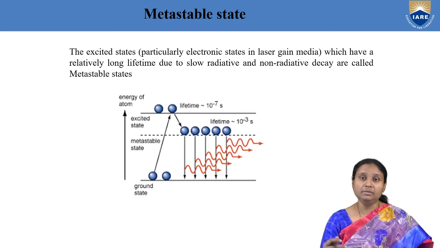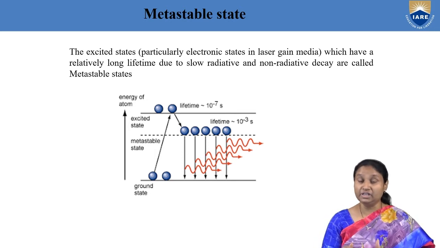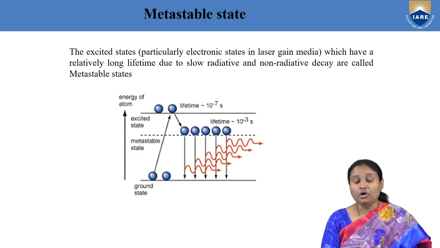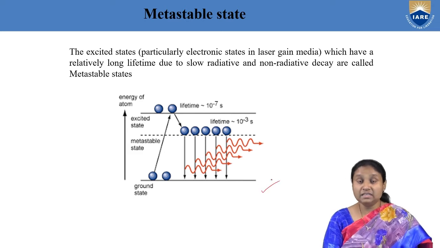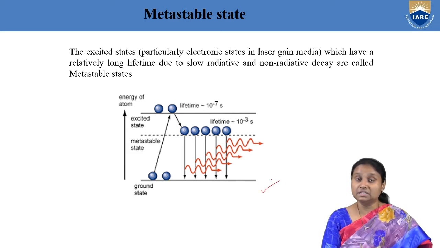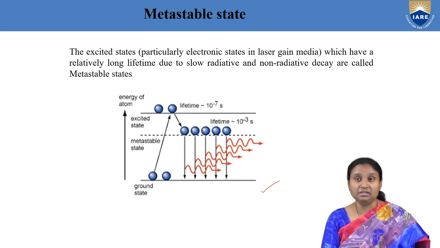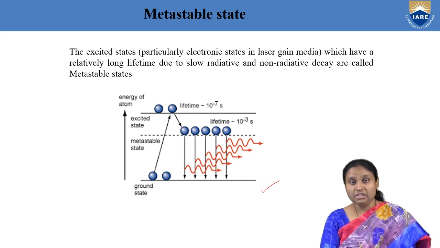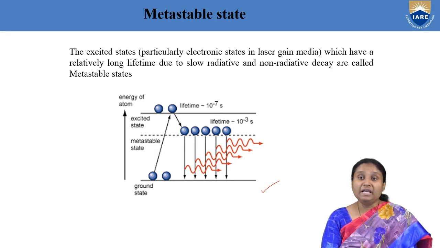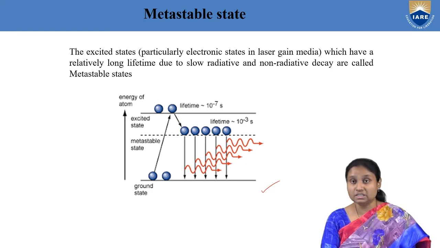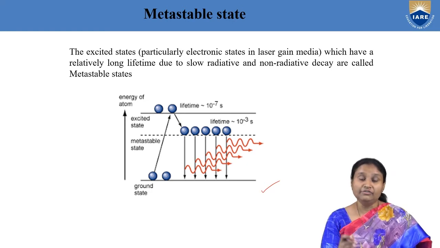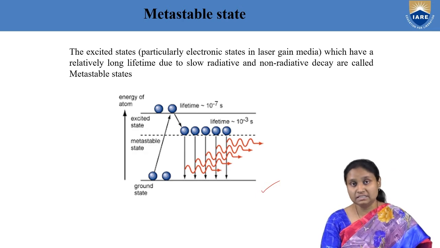As we know, in a particular matter system there will be different energy states. If we talk about the ground state, we say that its lifetime is very, very large, actually unlimited. So under normal conditions, when we are not supplying any external energy, all the atoms will be in the ground state forever. When we supply energy, the atoms present in the ground state get excited to different higher states.